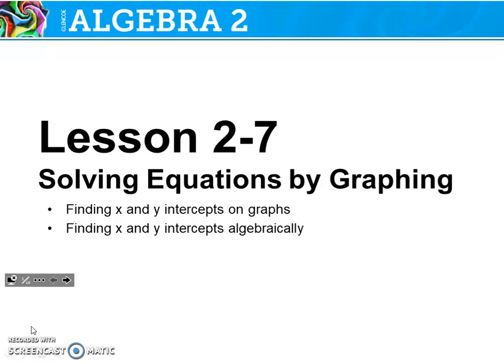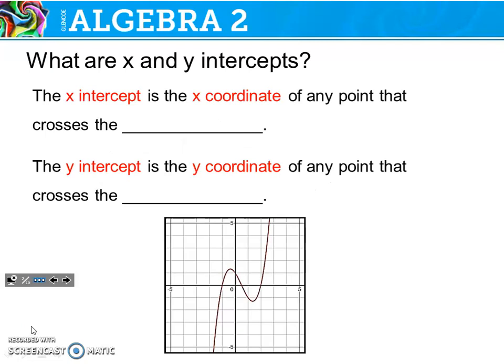Okay, so starting out, this first video is purely going to be finding x and y intercepts on graphs. So we're going to go ahead and get going. It says, what are x and y intercepts? The definition for an x-intercept is the x-coordinate, so not the whole coordinate, just the x-coordinate of any point where it crosses the x-axis. So an x-intercept is any time that it crosses the x-axis.